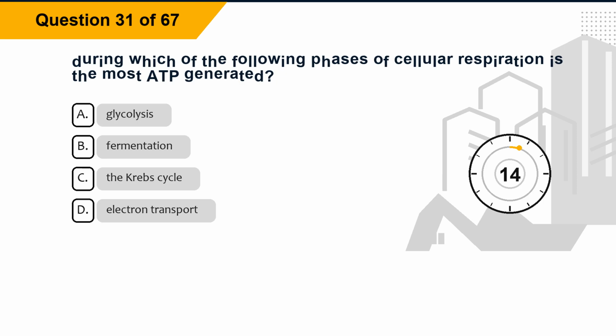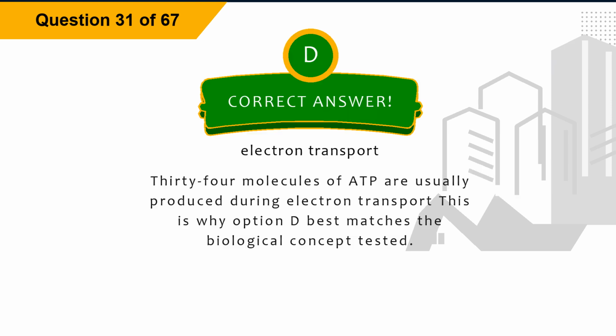Question 31. During which of the following phases of cellular respiration is the most ATP generated? Option A, glycolysis. Option B, fermentation. Option C, the Krebs cycle. Option D, electron transport. The correct answer is option D, electron transport. Explanation: 34 molecules of ATP are usually produced during electron transport. This is why option D best matches the biological concept tested.